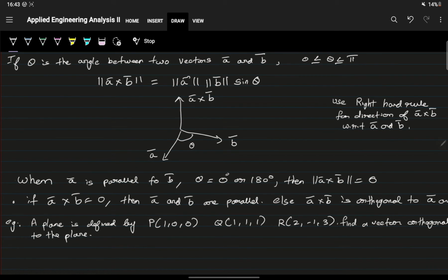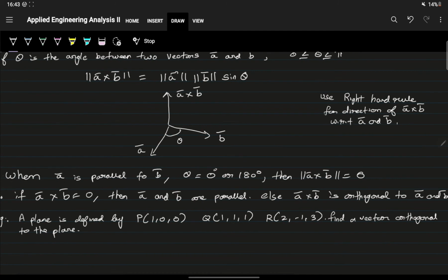When a bar and b bar are parallel to each other, that is when the angle between them is 0 or 180, then the magnitude of the cross product a cross b will be 0. And if a cross b is 0, then a and b are parallel, else a cross b is orthogonal to a and b.